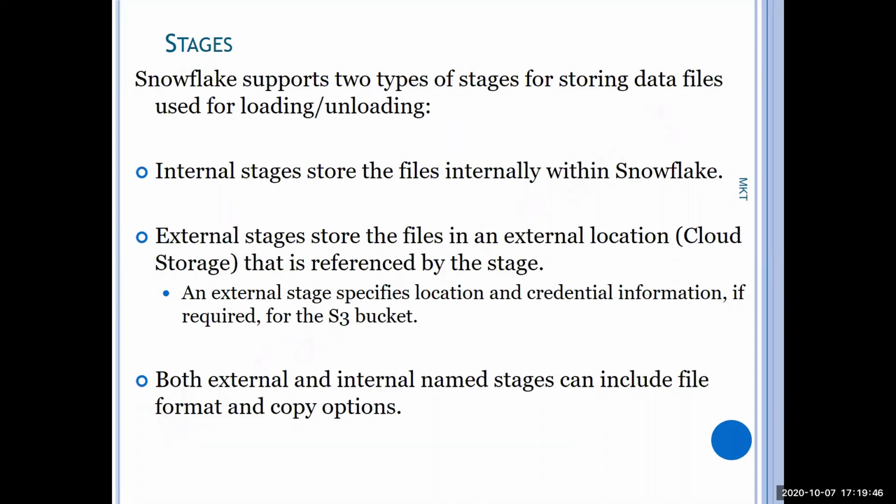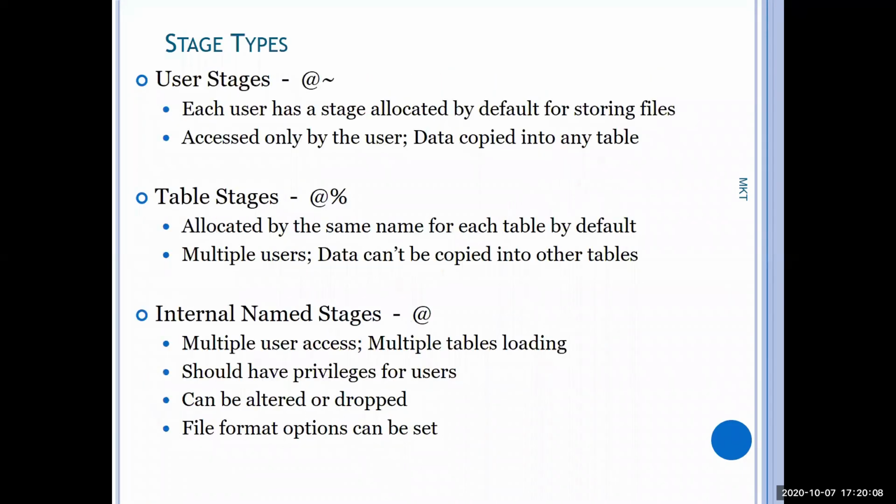What external location is it? You can refer to any one of the three cloud storages supported by Snowflake. AWS means it should be an S3 bucket. Azure means it should be a blob storage. GCP means it should be a cloud storage. Okay, fine, any one of these three can be used. Then stages are identified by the at symbol. You have to mention the at symbol before mentioning the name of the stage.